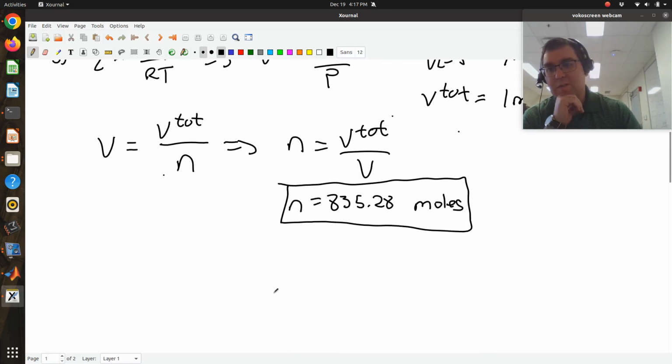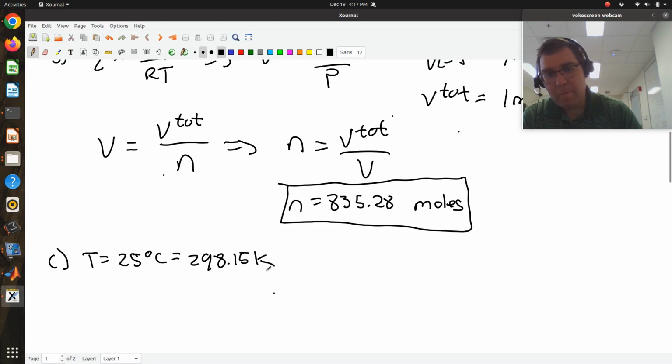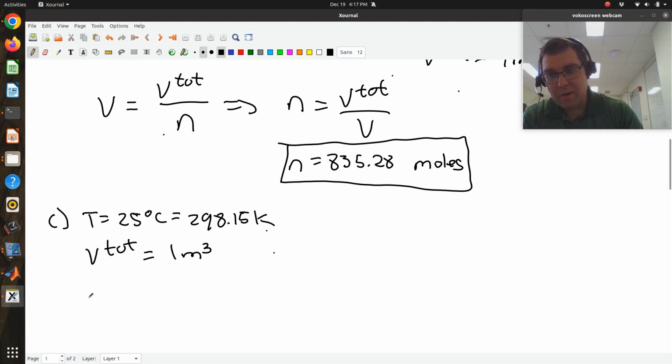Okay, so now in C, they're changing the problem up a little bit. In terms of C, the temperature is still 25 degrees C, which is 298.15 Kelvin. My total volume is still going to be the same, 1 meters cubed. But now the number of moles, I'm going to change my notation slightly. Let me call this NC. The number of moles here in part C is 2 times the number of moles that I had here, which is going to be 2 times this 835.28.